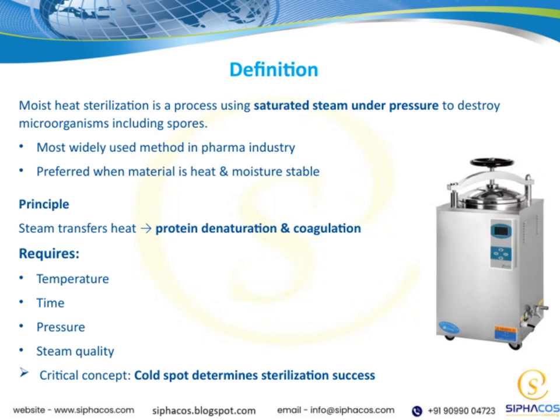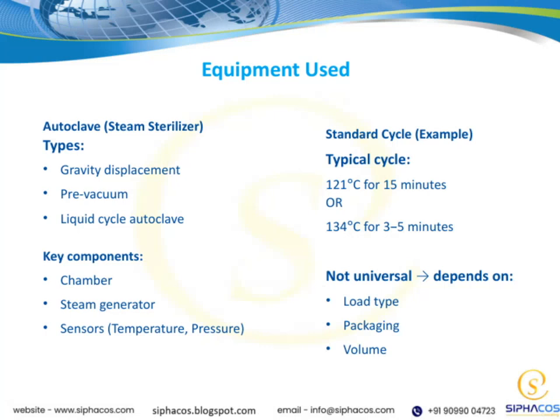One of the most important concepts to remember is the idea of the cold spot. That's the part of the load that's the hardest to sterilize because it's the coolest point, often in the most insulated or deepest area. Ensuring that the cold spot reaches the necessary sterilization conditions is what ultimately determines whether the sterilization process is successful. So, in essence, understanding and controlling these elements is vital for achieving reliable sterilization in pharmaceutical settings. Let's take a closer look at a typical sterilization cycle.